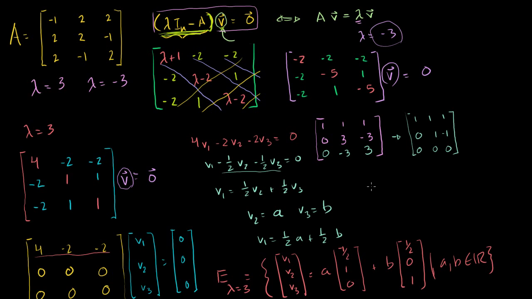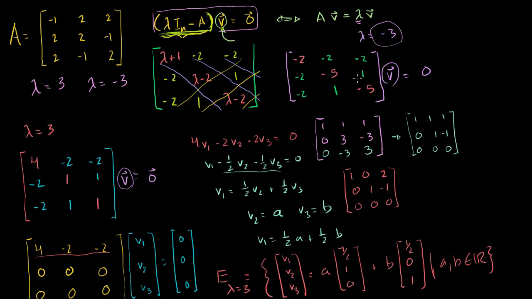And then I'm almost there. I'll do it in orange. So let me replace my first row with my first row minus my second row. So this becomes 1, 0. And then 1 minus minus 1 is 2. 1 minus minus 1 is 2. And then the second row is 0, 1, minus 1. And then the last row is 0, 0, 0.